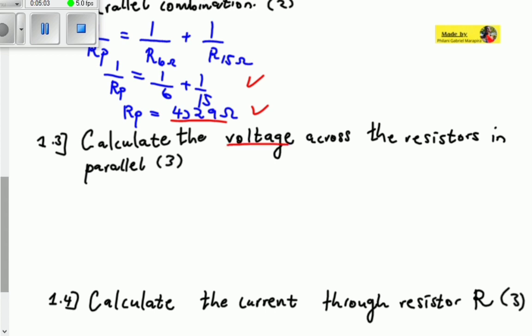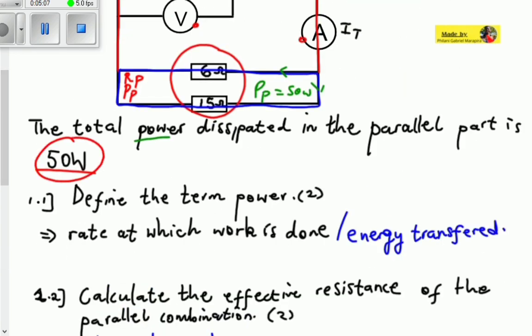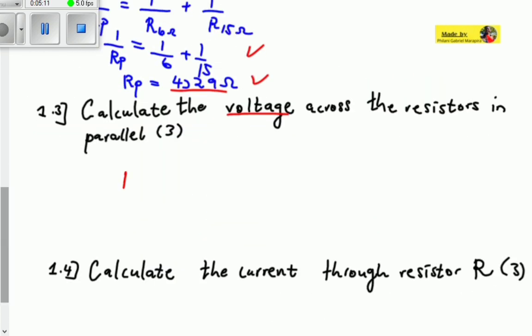Well, there is a power equation. We say it's a power equation because we have been given power and we have got a resistance. So we have got an equation that says P is equal to V squared over R. Here we know that we have got our power for the parallel part, and then we have got our resistance for the parallel part. We have calculated that in our previous question, so make sure that you answer questions in the correct order.